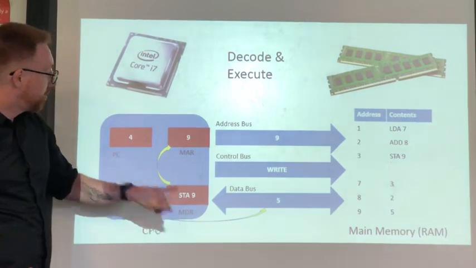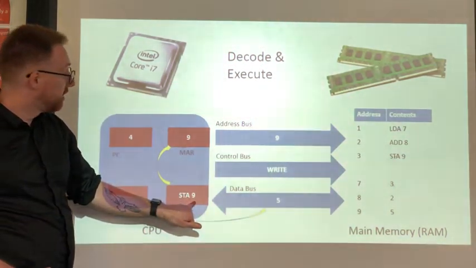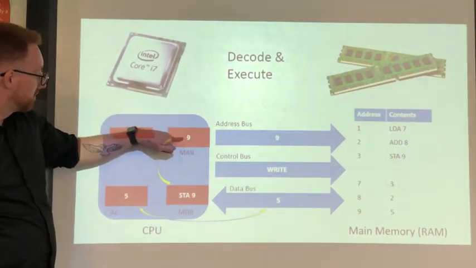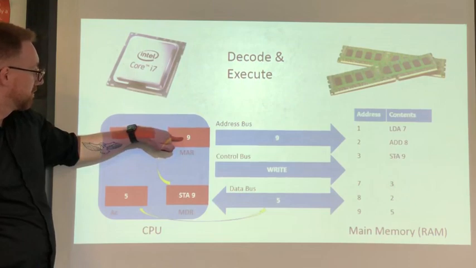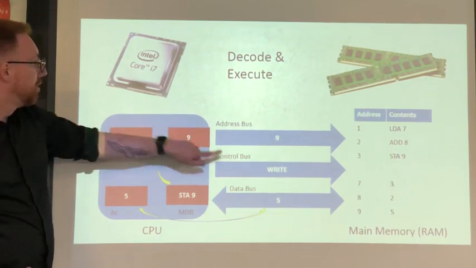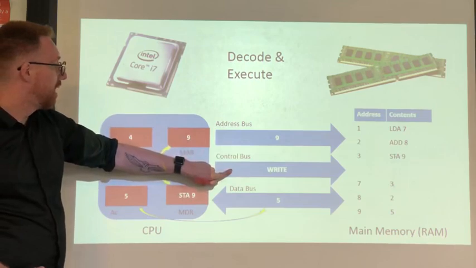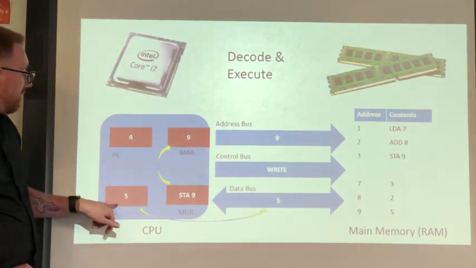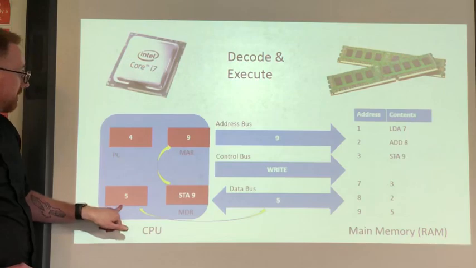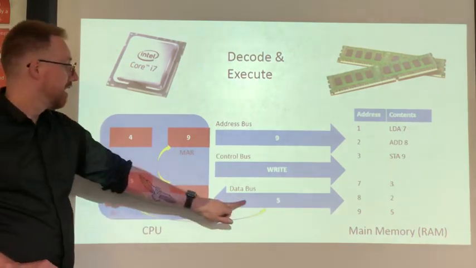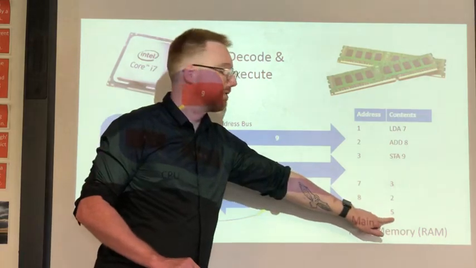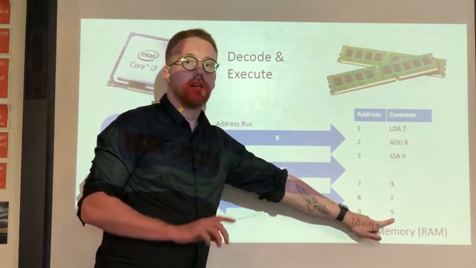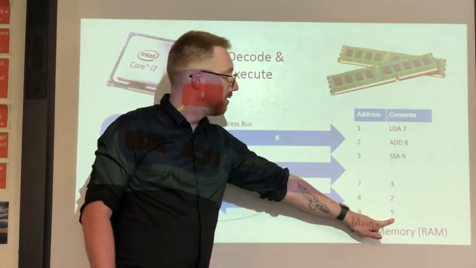So the instruction wants us to store the contents of the accumulator in memory location 9. So we need to place 9 in the memory address register. We're doing a write instruction, and then we're going to copy the contents of the accumulator, which is 5, into memory location 9. So we end up with 5 in memory location 9. We've added those two numbers together.